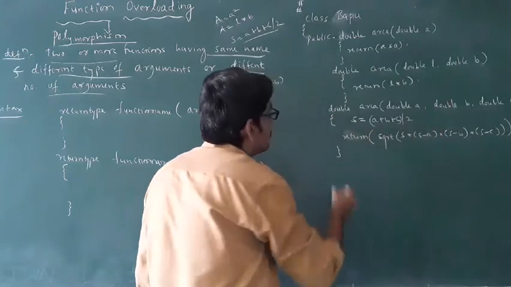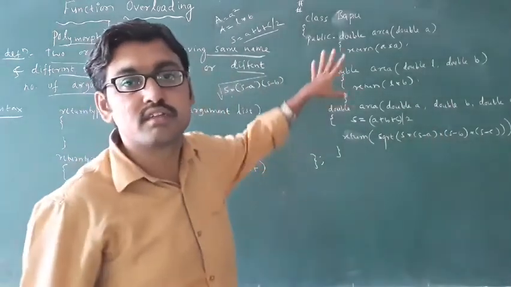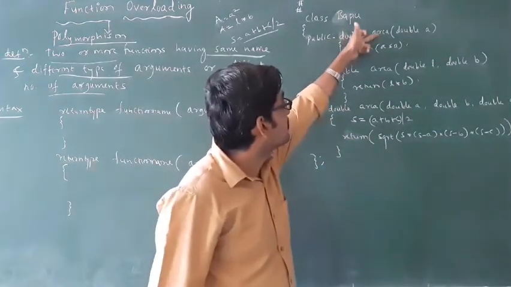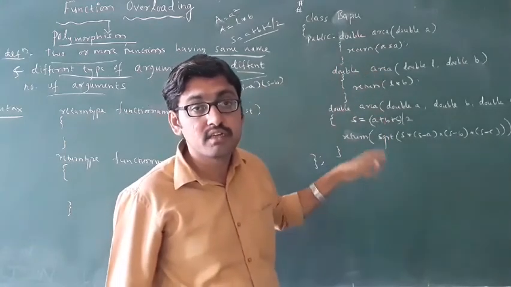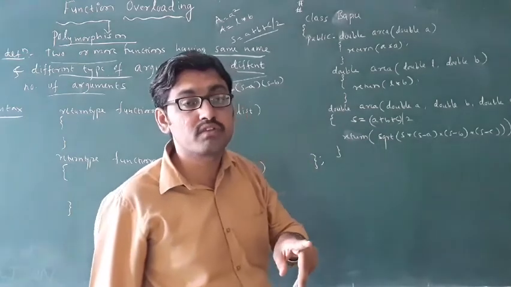Then close the class. This is function overloading. You see the same function name, area, three times I am using here, but you have to perform different activities. What are the activities we have to perform?